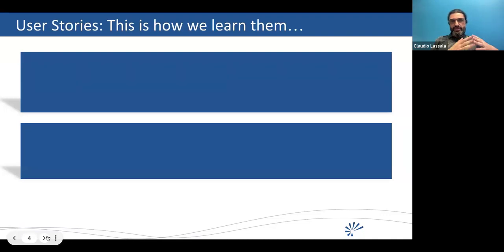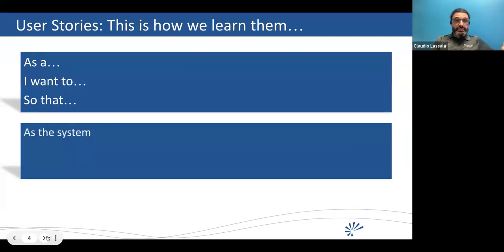So user stories, the way that we normally learn them, the training wheels of user stories: if you look it up on the internet, if you pick up a book, if you go to some sort of training for user stories, we're always going to learn the same template. As some type of user, I want to do something so that something. That's the template. All the examples that I'm going to be showing here came from real world experience. And I've seen stories like this.